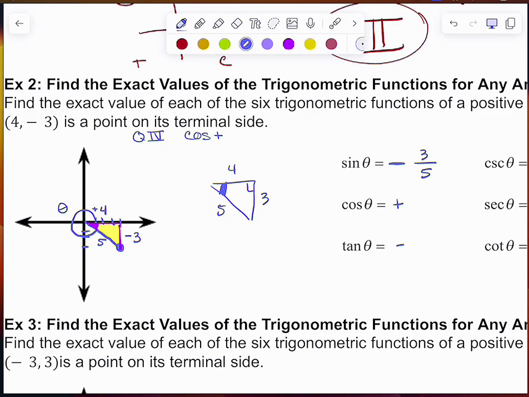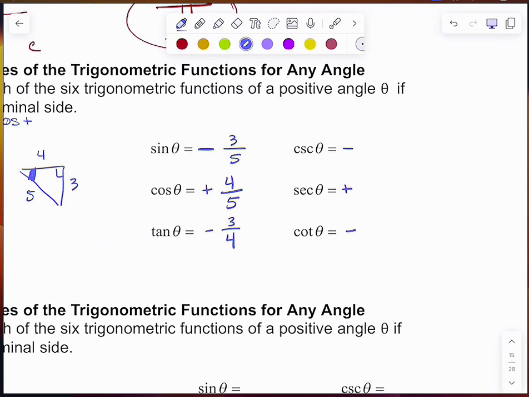For my cosine, I'm doing my adjacent over my hypotenuse. Tangent is opposite over adjacent. Again, if you're thinking about that as the side length, negative 3 over 4 works out, or if you're just thinking about, oh, tangent in quadrant 4 is negative, either way, it has to be negative 3/4.